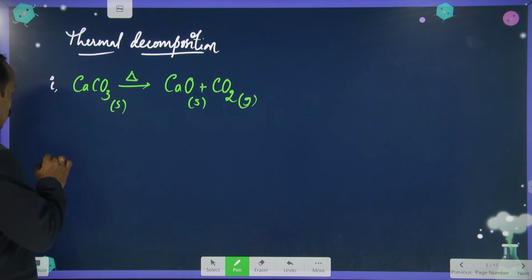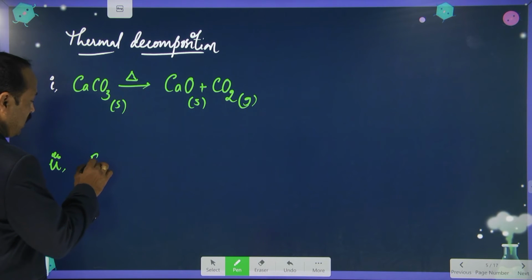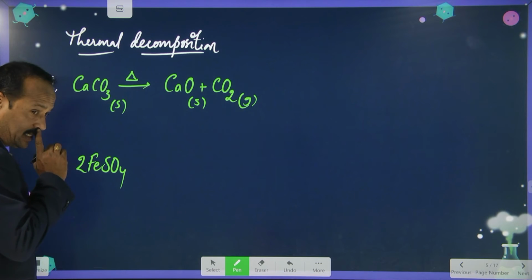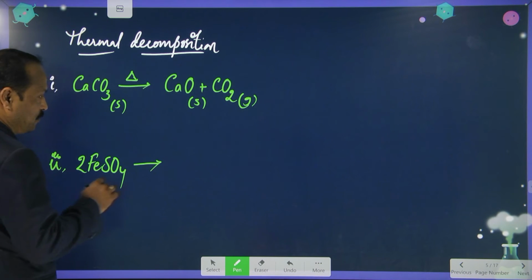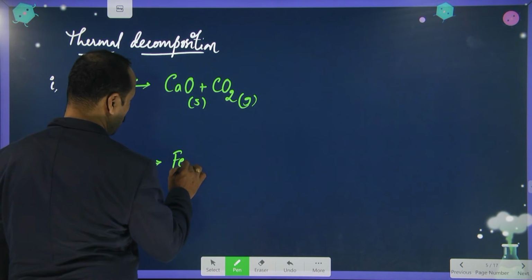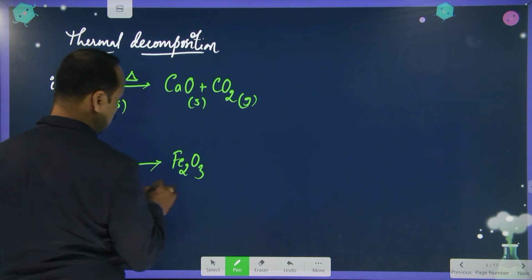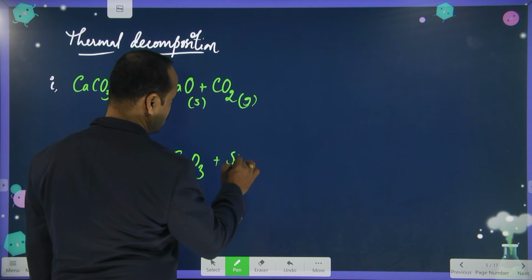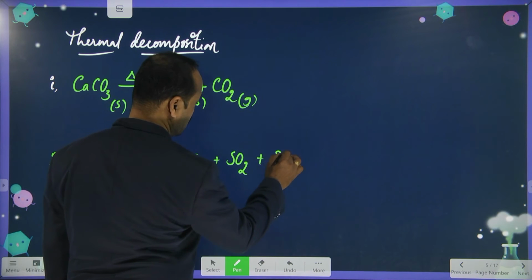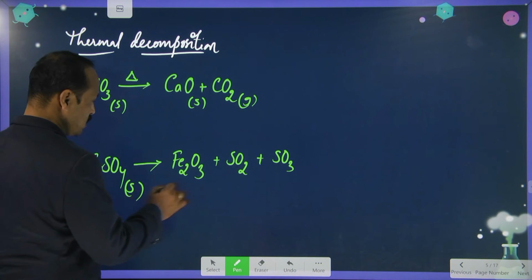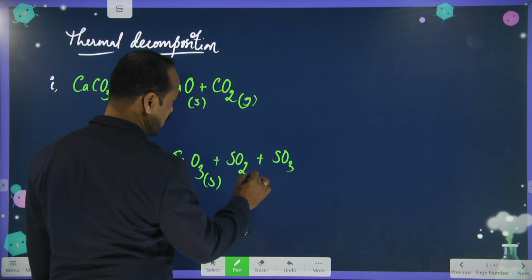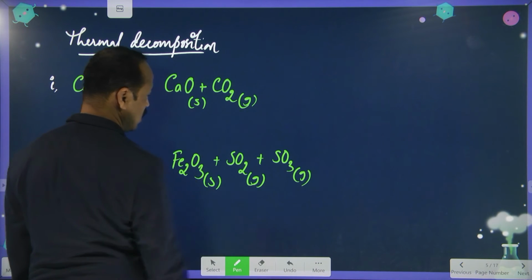Now, here one more example we can give. Generally, ferrous sulfate, FeSO4, is green in color. If we heat it, it will decompose into ferric oxide, Fe2O3, plus SO2 plus SO3. Here you see Fe2O3 is a solid, and SO2 and SO3 are gases.